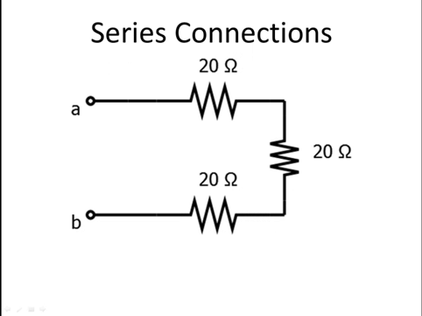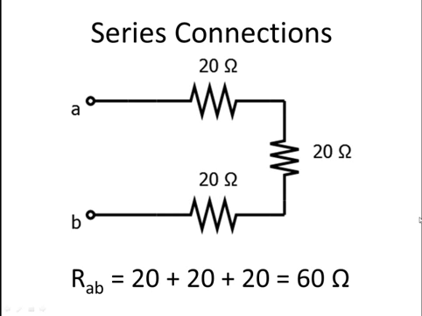A series combination is when you have two or more items in a single branch. All of the current that travels through one must travel through all of the items. For example, when we have these three 20 ohm resistors in series, we can combine them by simply adding their values together, and you have 20 plus 20 plus 20 is equal to 60.